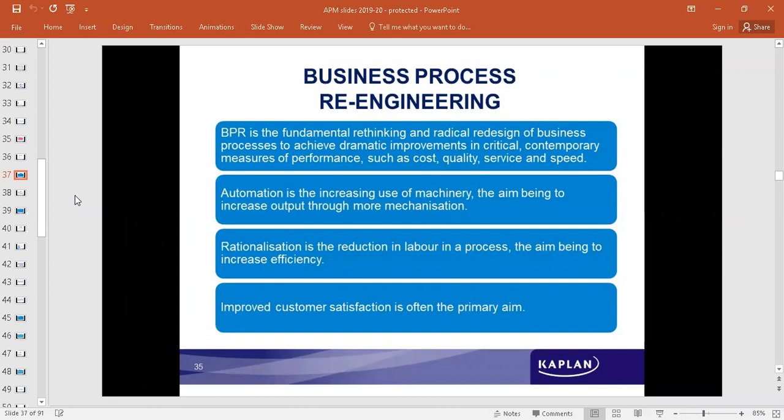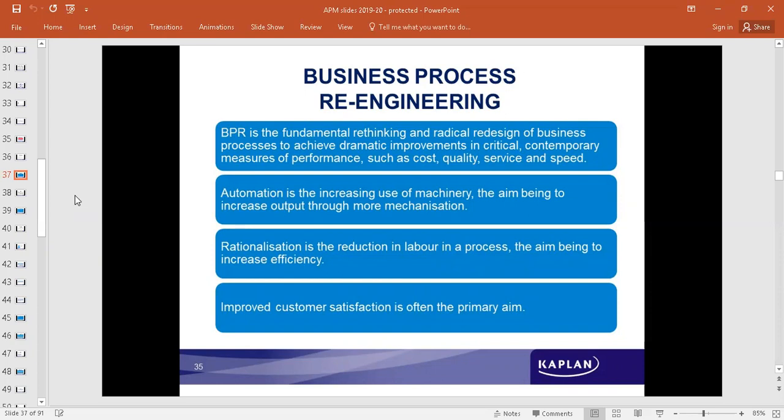Automation is the increasing use of machinery, the aim being to increase output through more mechanization. Why would the output increase? Because the speed is very high and working hours are long, automatically the output that is produced also increases. When output increases, more units are produced, and economies of scale can be realized. So more output can be produced, and it becomes cost effective.